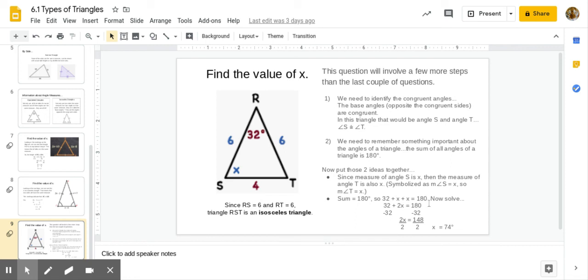Now we're going to solve. So I have like terms. They're on the same side of the equal sign, so I just collect them. x plus x is 2x. To get x alone, I need to get rid of that 32. So we'll subtract 32. What we do to one side, we do to the other. So bring down the 2x, bring down the equal sign, do your subtraction, and we get 148. Then we have to get x alone by dividing by 2 on both sides. 2 divided by 2 is 1x, and 148 divided by 2 is 74.